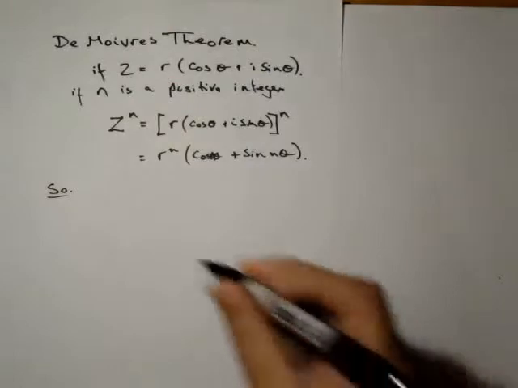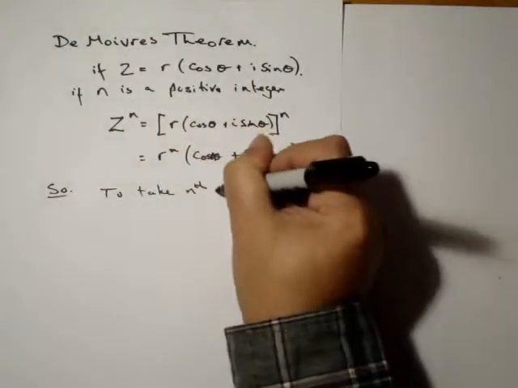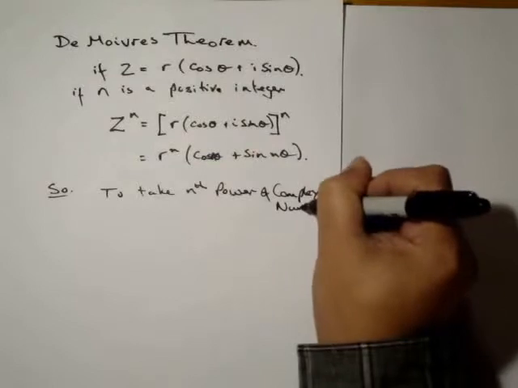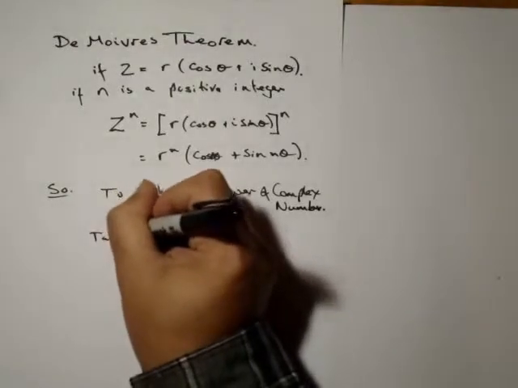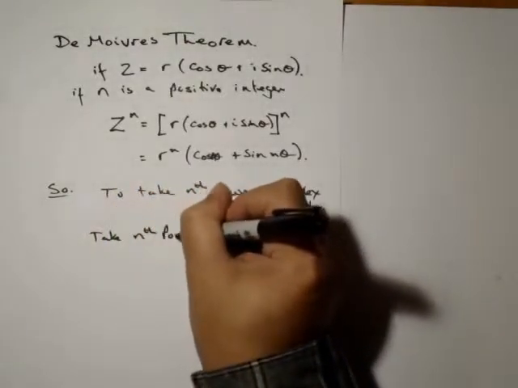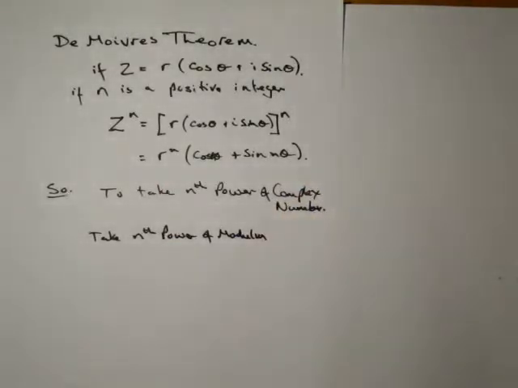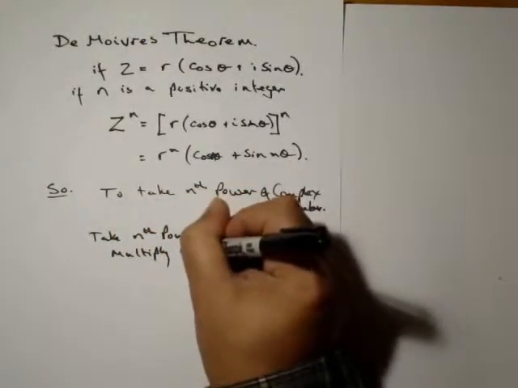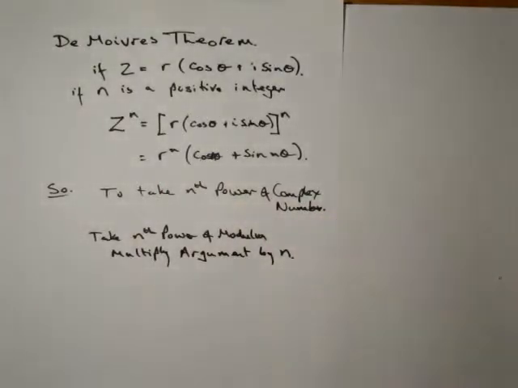So what does that mean? To take the nth power of a complex number, what we do is we take the nth power of the modulus, and then we multiply the argument by n. So let's have a look at this.